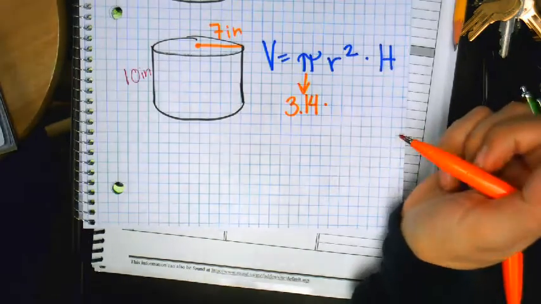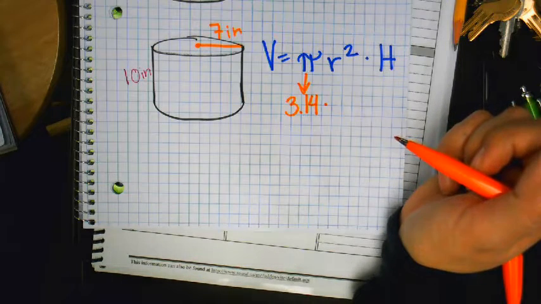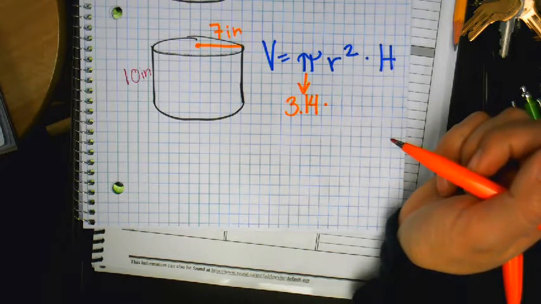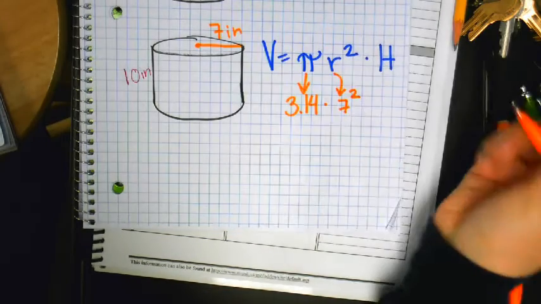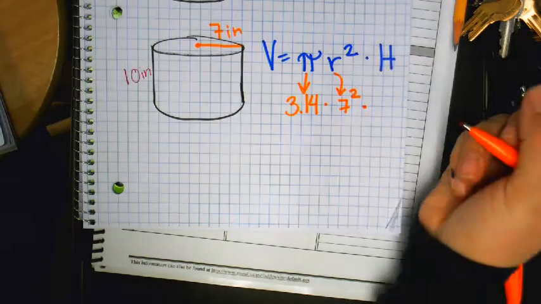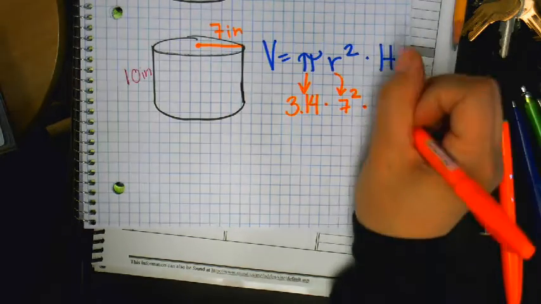What is radius? 7 squared times, what's my height? 10. So write this down.